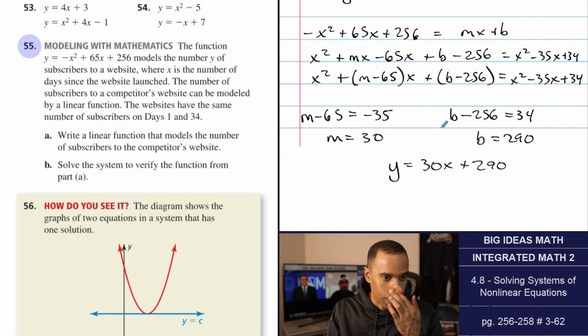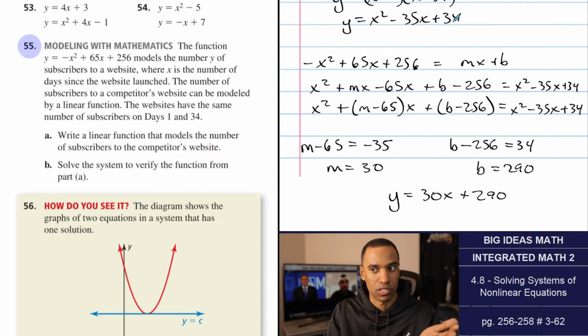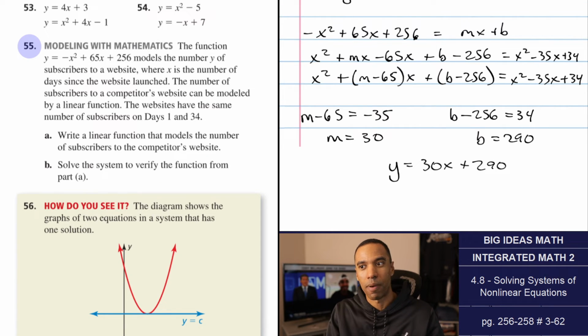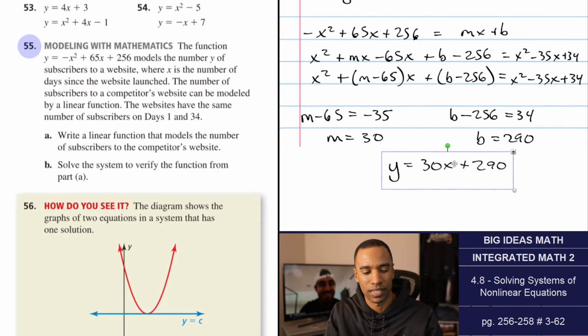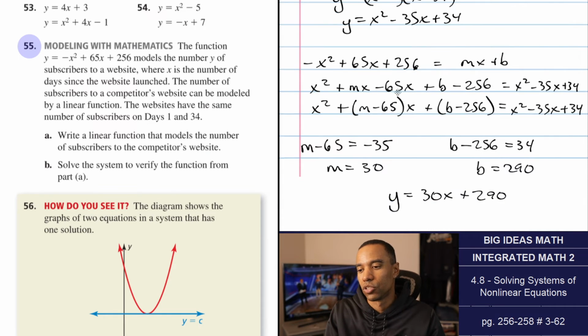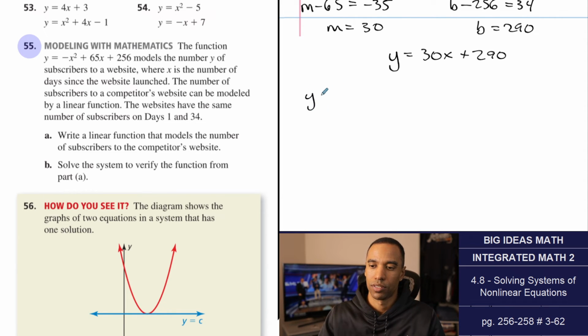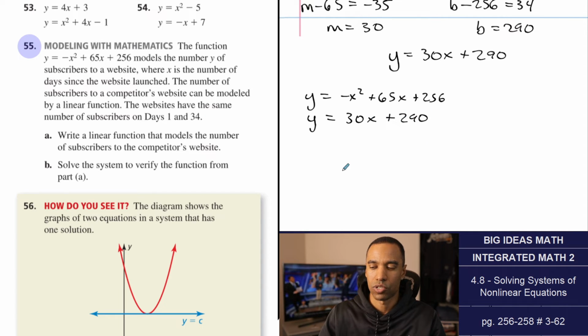Okay, let's verify. Let's solve this system and verify. Now, everything I do is going to get me back down to this equation. I worked backwards so that I could work forward again back into this. So let's just do it down here. So y equals negative x squared plus 65x plus 256, and I have y equals 30x plus 290. So check this out. Let's use elimination.